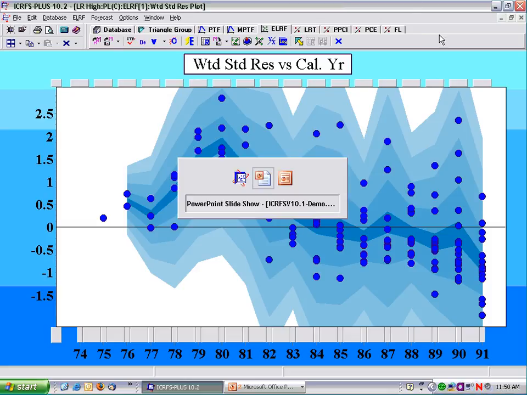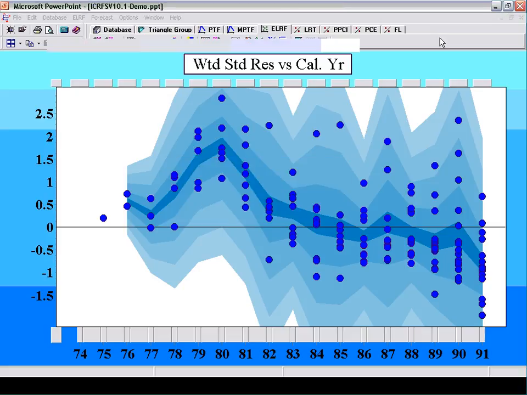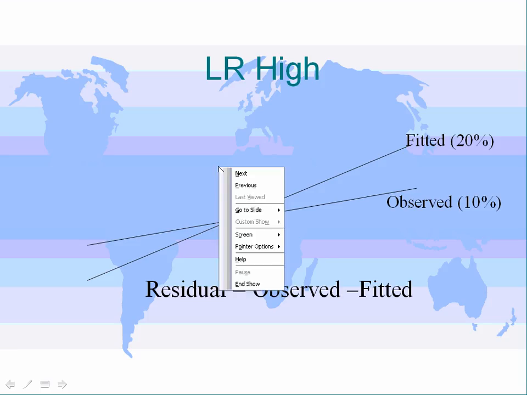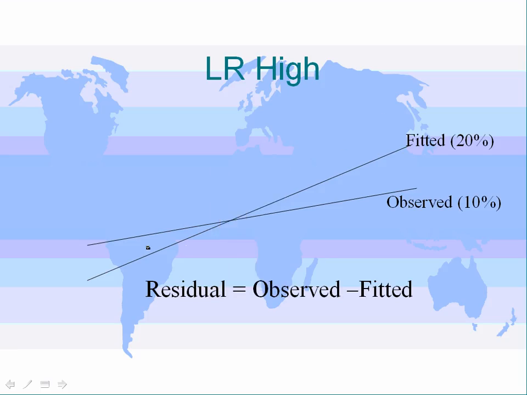Let's look at an example of such a scenario. Let's suppose that the observed trend, the actual trend in the data, is actually 10%. So in the observations you have a 10% trend. But the method, for some reason, actually estimates a 20% trend. So you can see the trend in the method is much higher than the trend in the data. Let's look at the difference between the two.